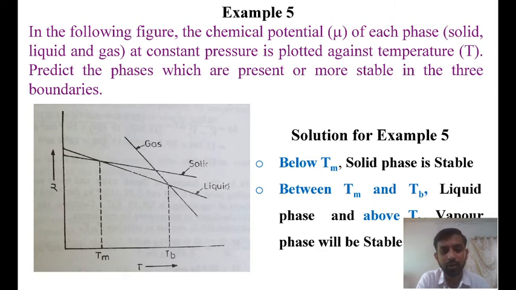And the criteria of spontaneity says that the system is stable if the free energy decreases. Thus, below Tm, solid phase is stable, while between Tm and Tb, liquid phase, and above Tb, vapor phase will be stable.